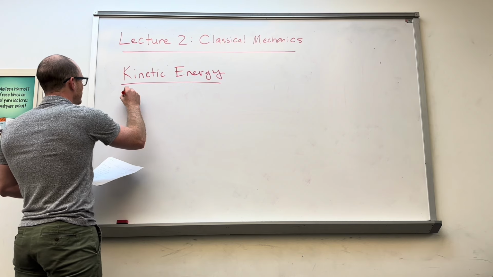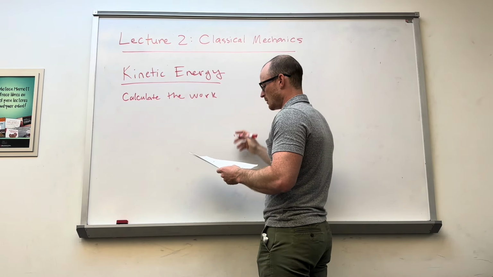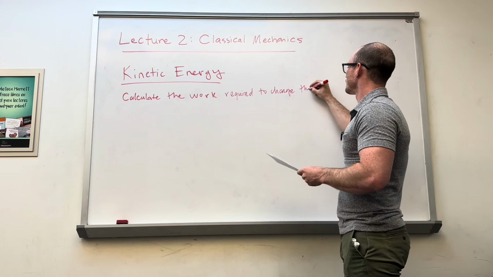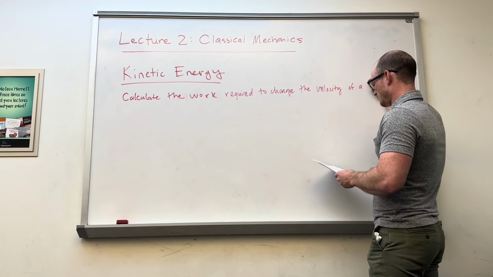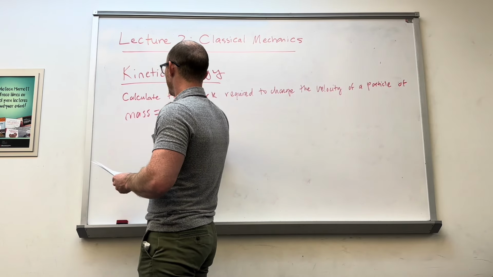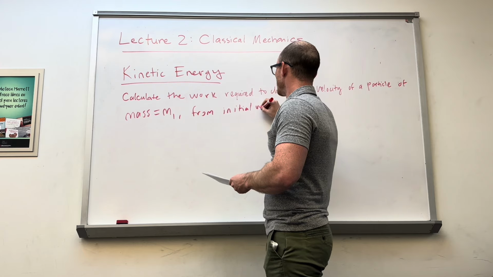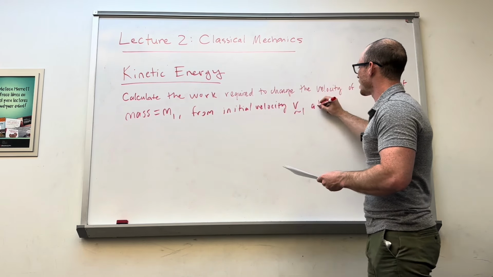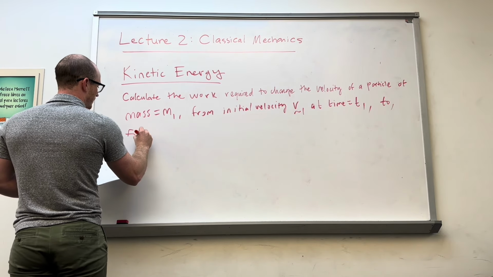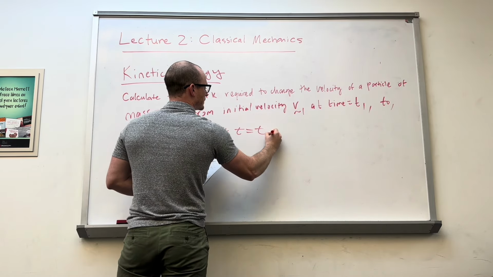And the way we're going to do that is we're going to calculate the work required to change the velocity of a particle of mass m1 from its initial velocity, v1 at time t1, to final velocity v2 at t equals t2.